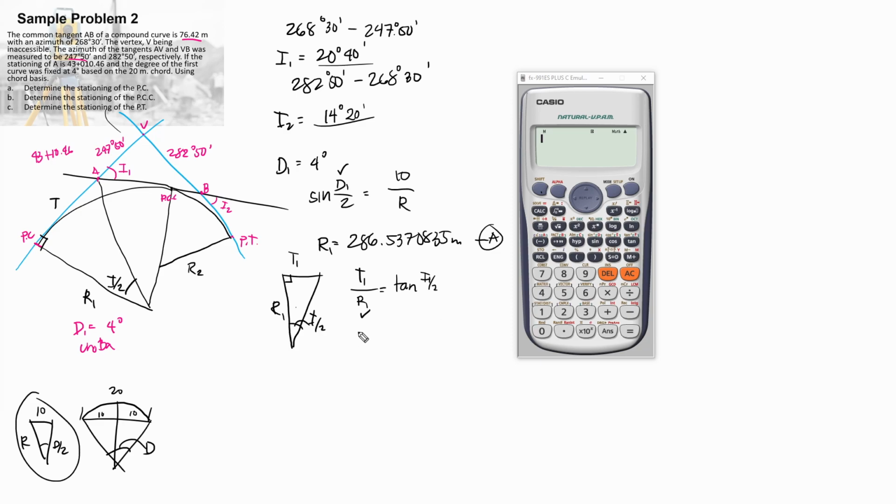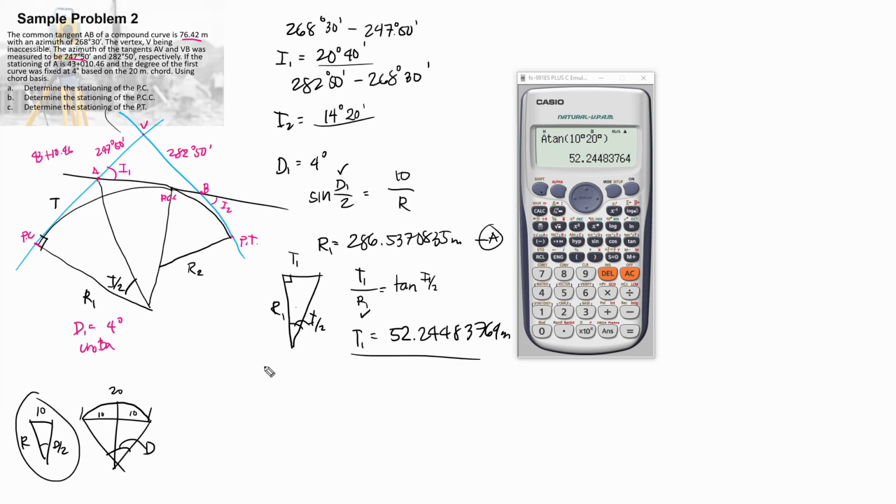So, solving for T, yung radius natin multiplied by tangent 10 degrees and 20 minutes. So, ganun lang siya. So, yung distance na yun is 52.2448 meters. So, makukuha na pala natin yung stationing ni PC.